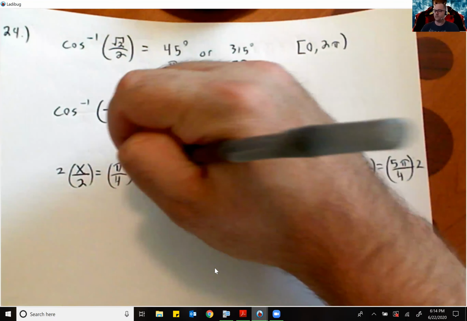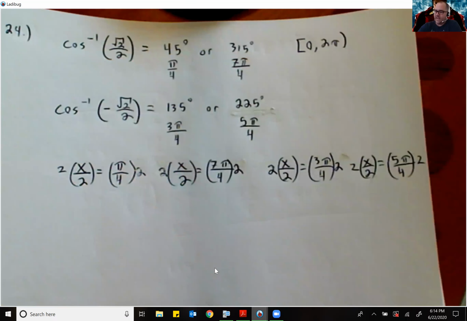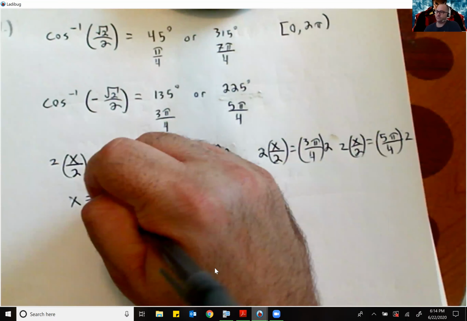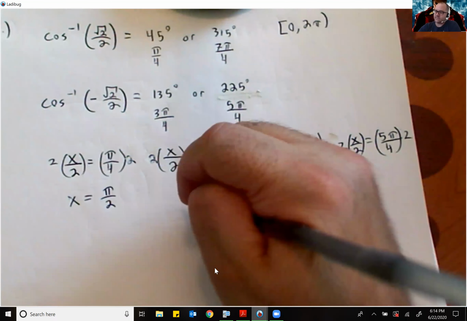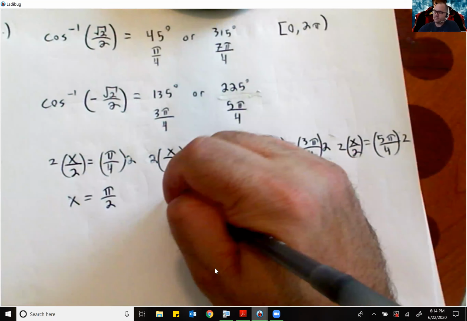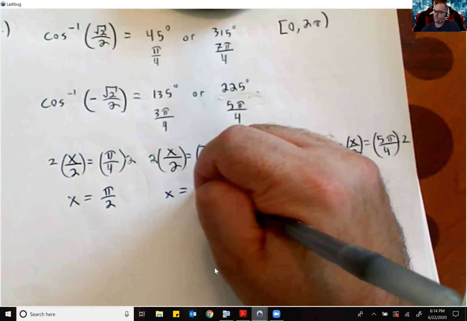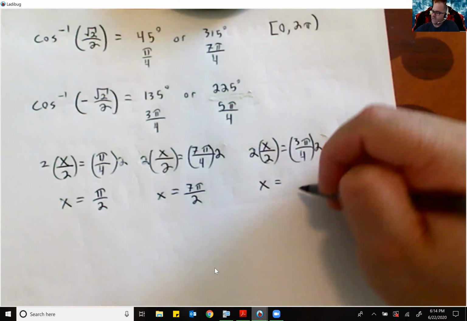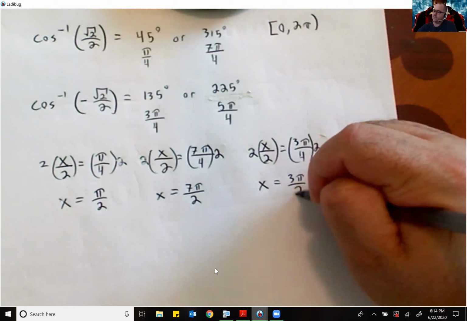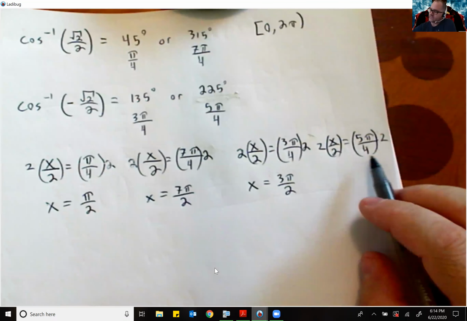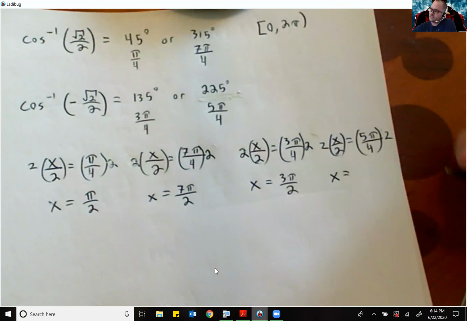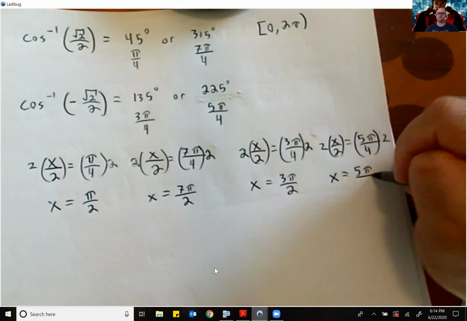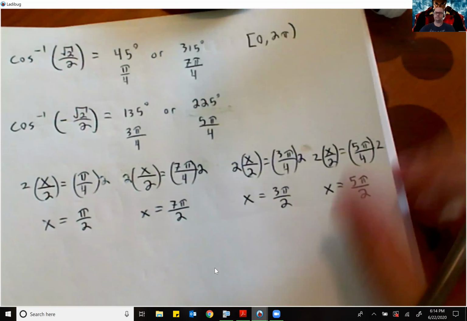Okay, a little bit better. So here we get x equal to pi halves. Here we get x equal to 7 pi halves. Here x is equal to 3 pi halves. And here x is equal to 5 pi halves. Now here's the issue.